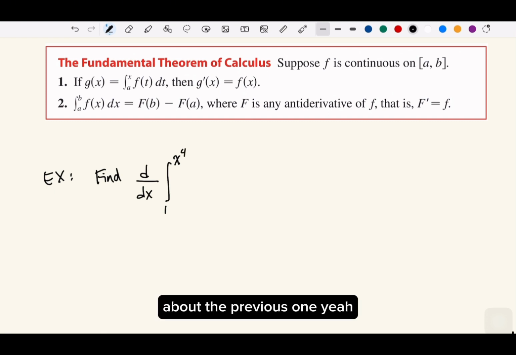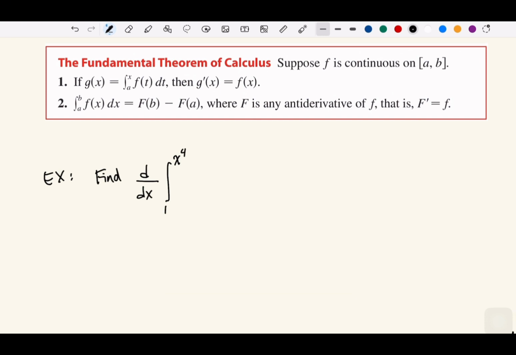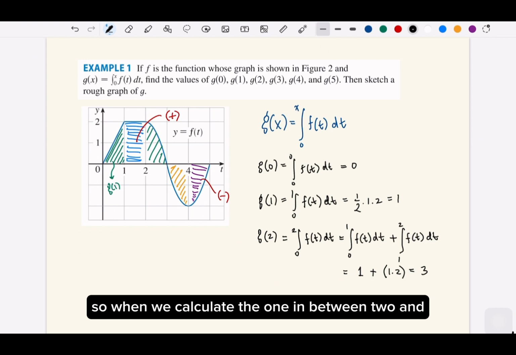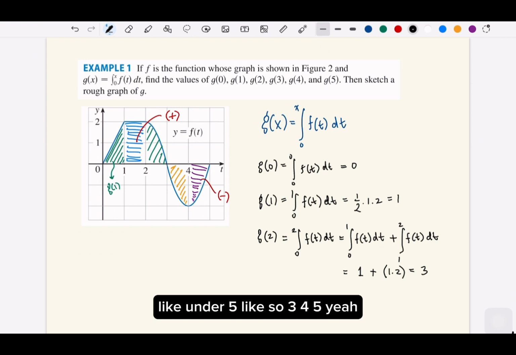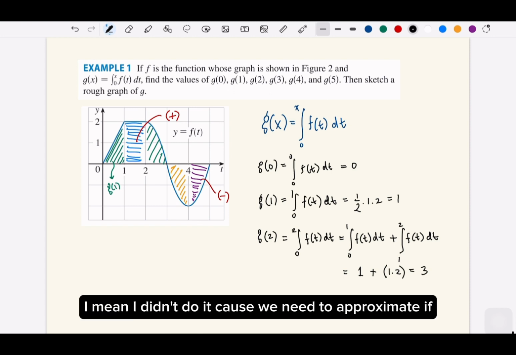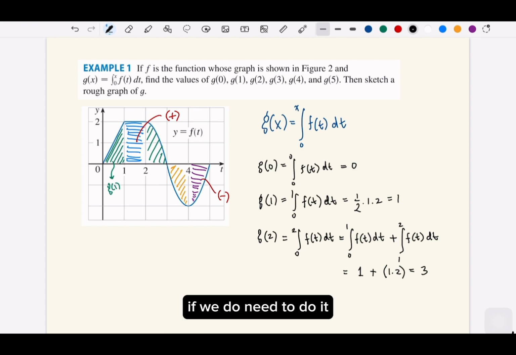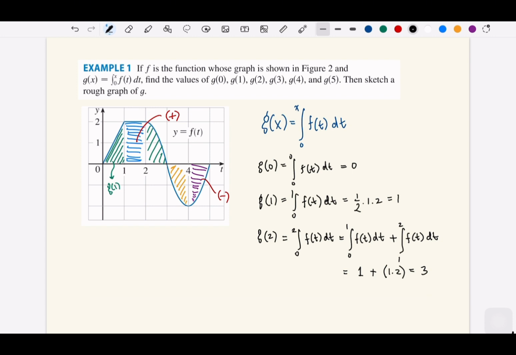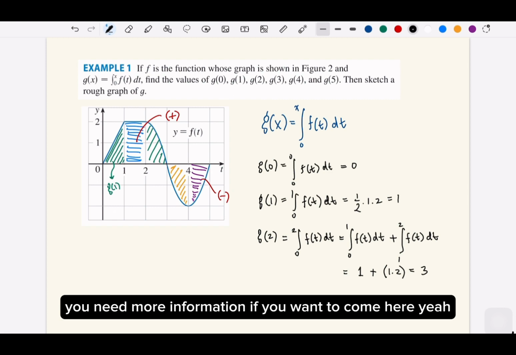About the previous one. So when you calculate the one in between 2 and until 5, so 3, 4, 5. Yeah, I didn't do it because we need to approximate. If we do need to do it, we need to use... I will not give that question. Oh, so we don't need to learn it for now. No, not learn it, but I don't give more information. Oh, so you need more information if you want to compute. Okay.